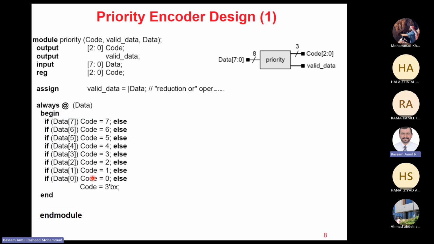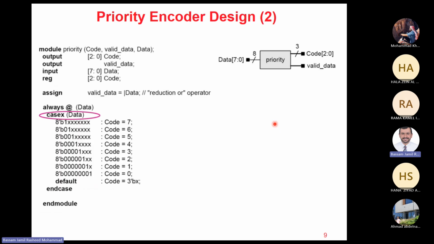And this is exactly also what's being done in this if statement. When you say if data 7, you are basically ignoring the rest of the bits. So this is the implementation of a priority encoder. Again, this is an encoder which encodes in the case of more than one of the bits being set.